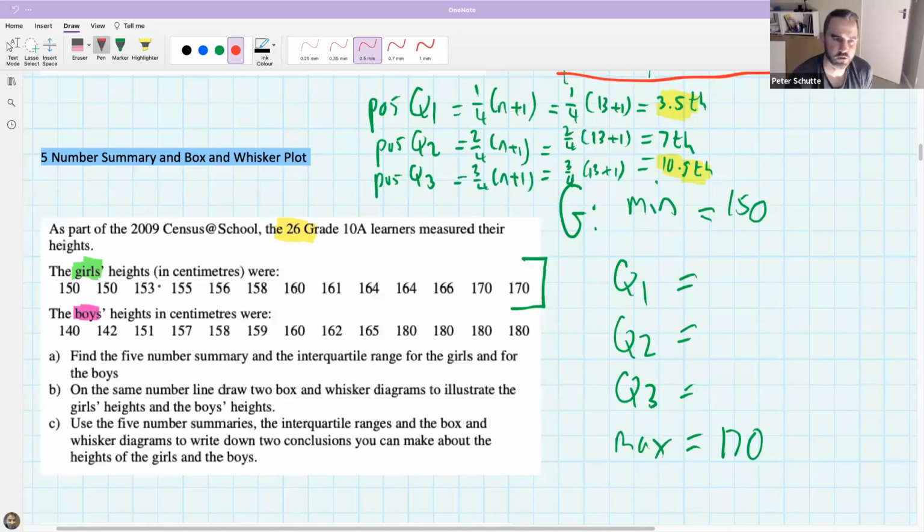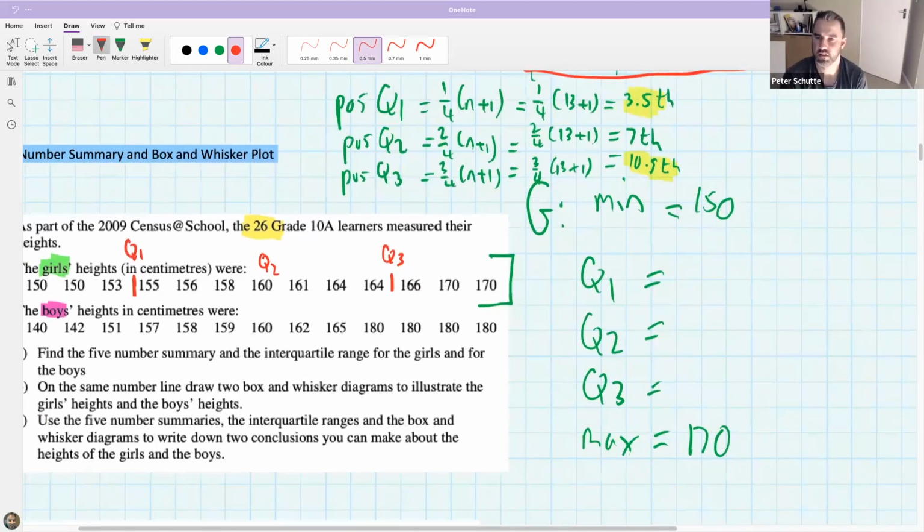So let's have a look. 3.5 is here. 5, 6, 7. Q2. So what is my Q1? It's going to be halfway between these two, which is 154. My Q2 falls perfectly on 160, and my Q3 is going to be 165.